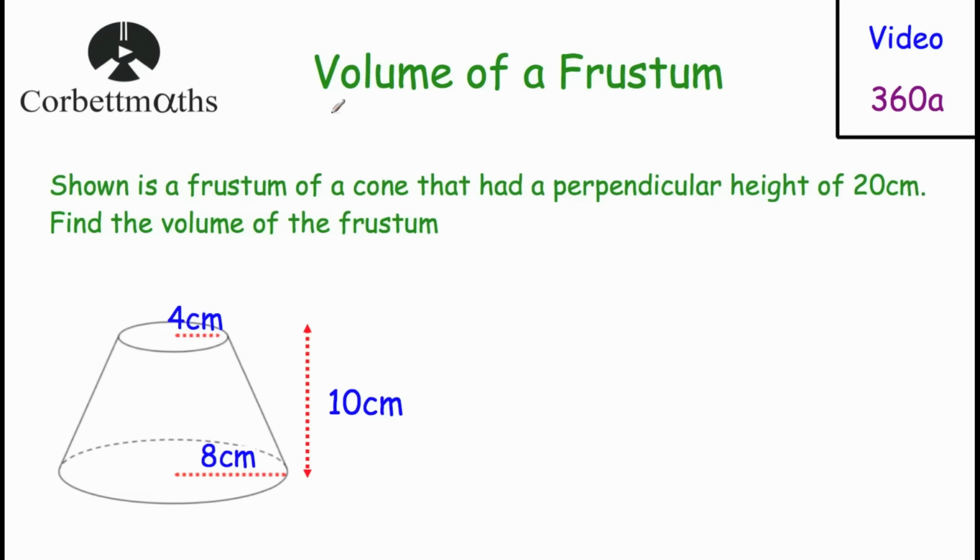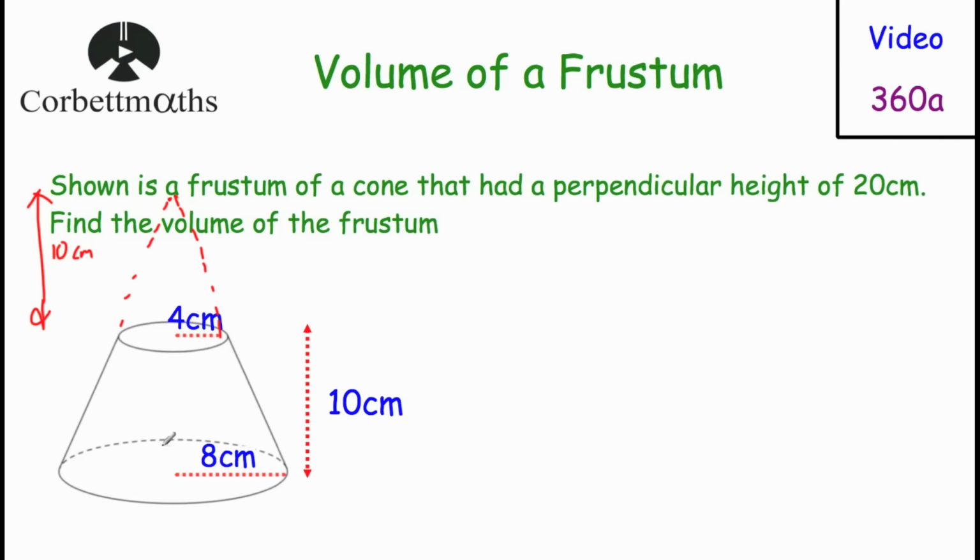Okay, next. We've been asked to find the volume of a frustum. A frustum sounds complicated, but it's just a cone or a pyramid with the top chopped off. So here, this is video 360A in Corbettmaths, and it says, shown is a frustum of a cone, so as you can see the top's chopped off, that had a perpendicular height of 20 centimeters. So it did go up to a top point, and it did have a height of 20 centimeters in total. Now the height of this part is 10, so it would have had another 10 centimeters to have a total height of 20 centimeters.